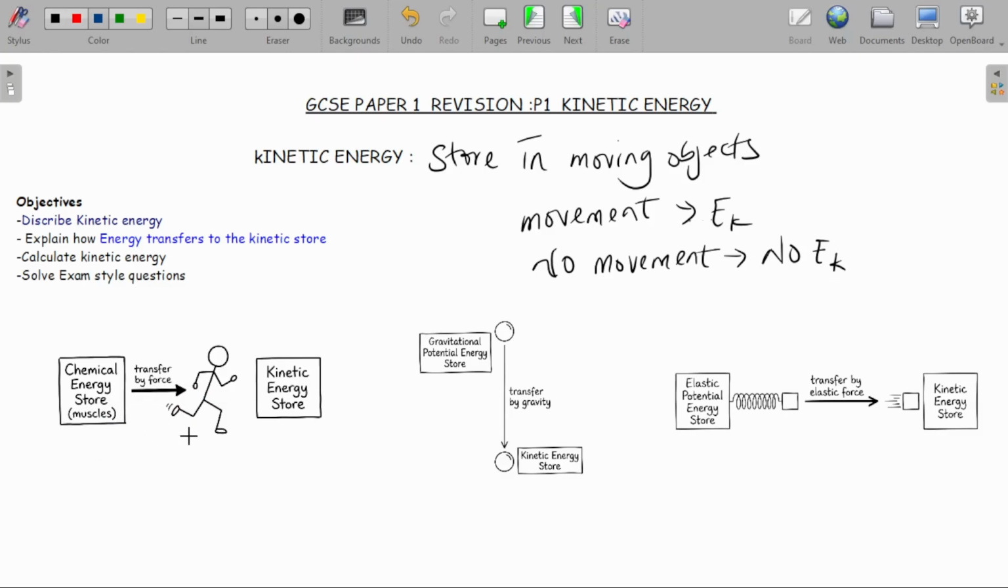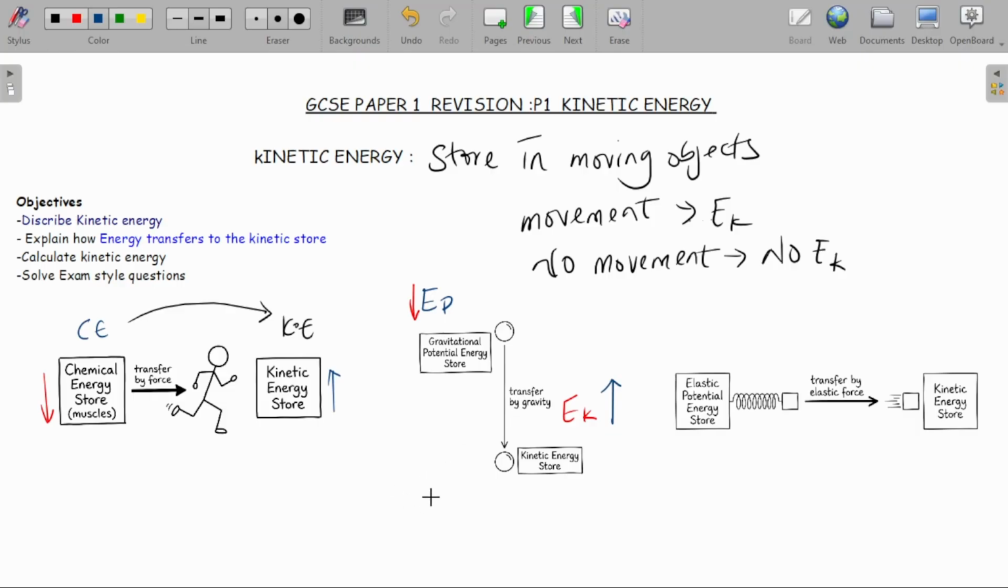If we look at our runner, chemical energy is being transferred to kinetic energy. So, as the chemical store decreases, the kinetic store increases. Same with our falling ball. As the gravitational potential store decreases, the kinetic store increases.